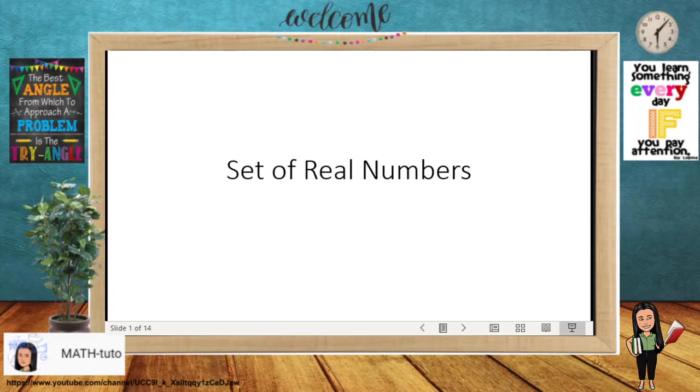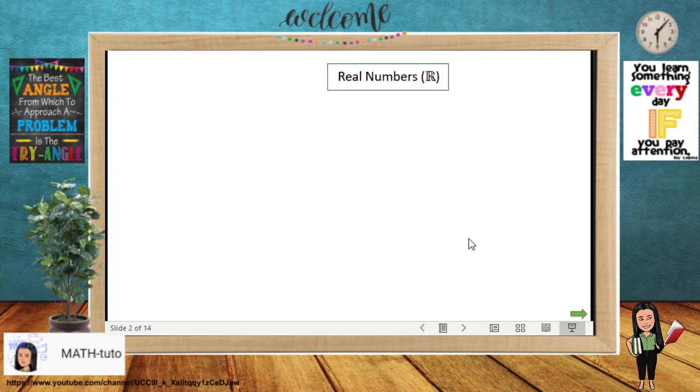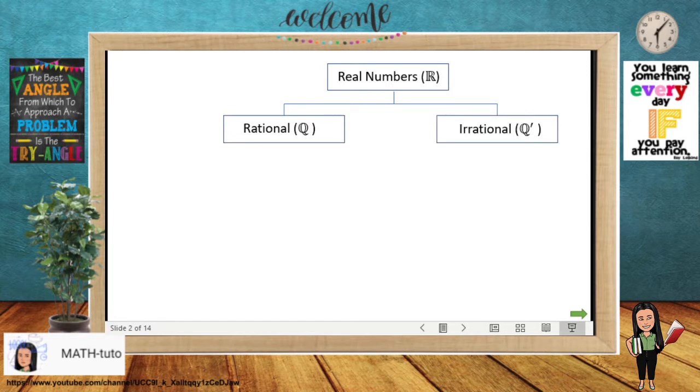Hello everyone! In this video, we are going to talk about the set of real numbers. The set of real numbers is represented using the capital letter R, and it can be classified as either rational or irrational. The symbol for rational is capital letter Q, and for irrational, we make use of the symbol Q prime.